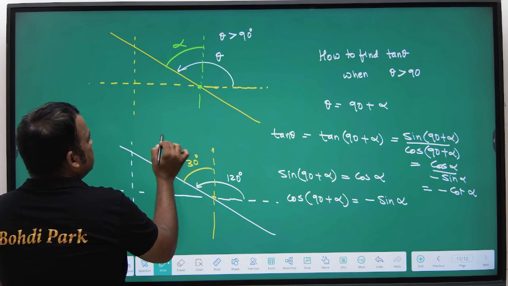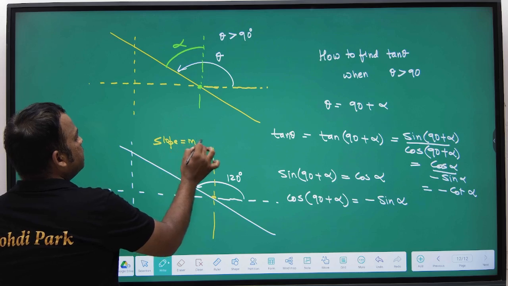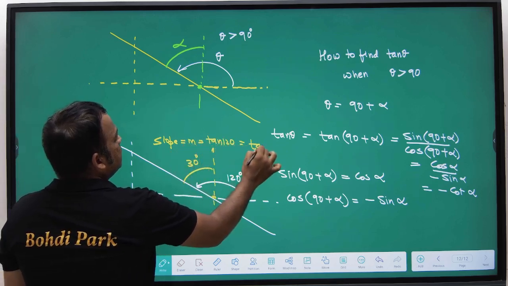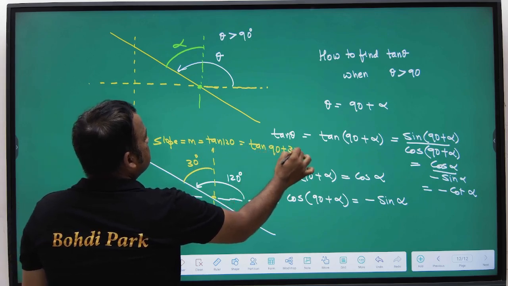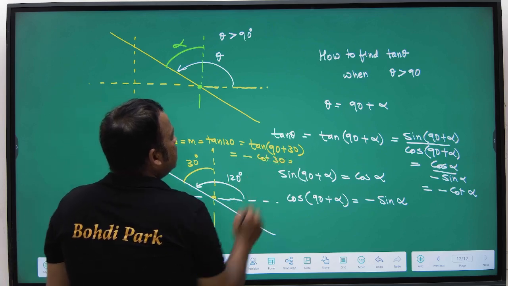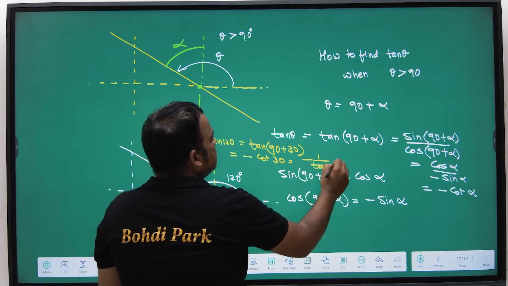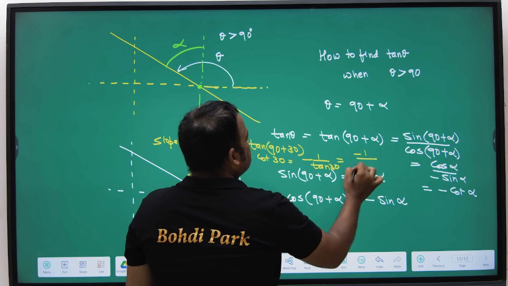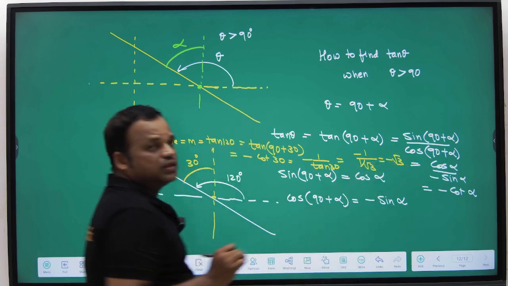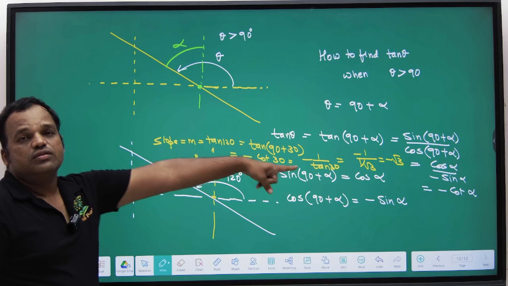So the slope in this case will be m, which is tan 120, and tan 120 will be tan of 90 plus 30, and tan 90 plus 30 will be minus cot 30, and minus cot 30 will be minus 1 by tan 30. So that is equal to minus 1 by 1 by root 3, which is minus root 3. The slope of this straight line is minus root 3.